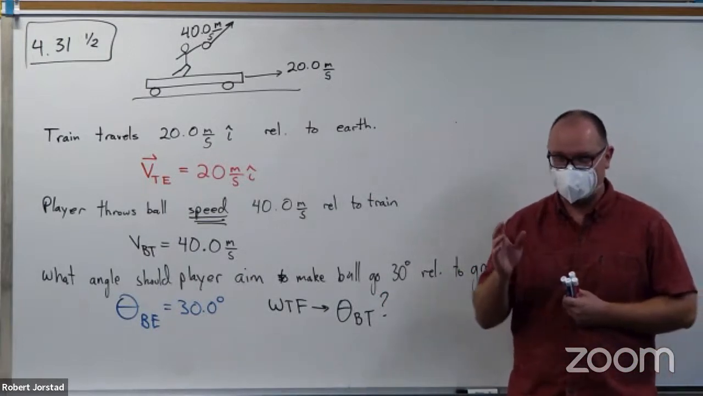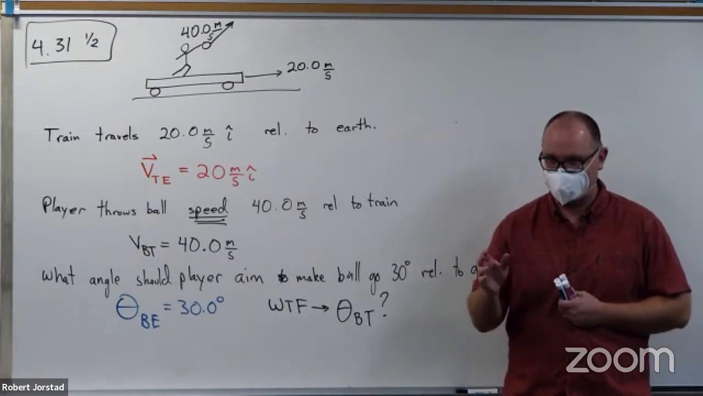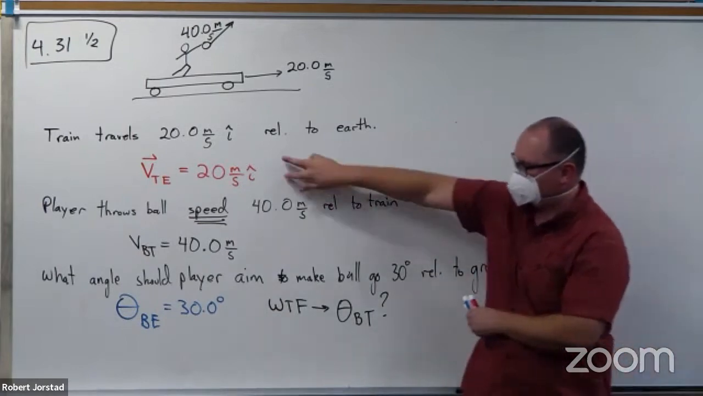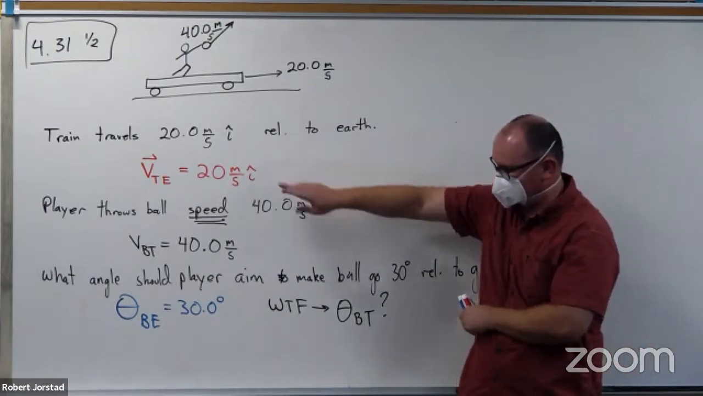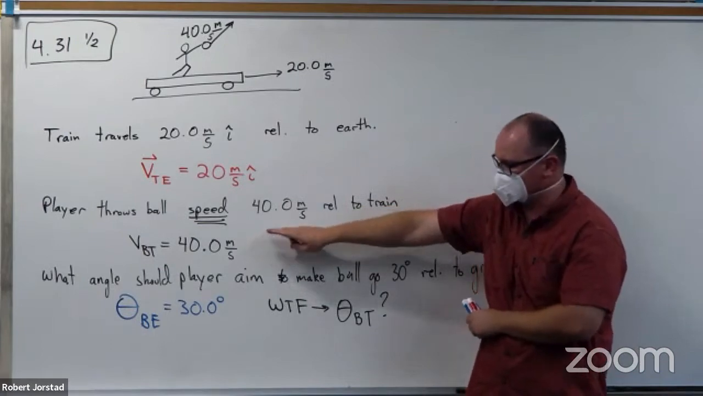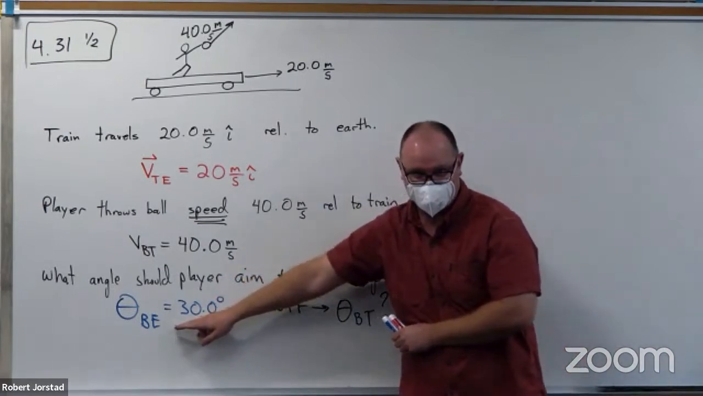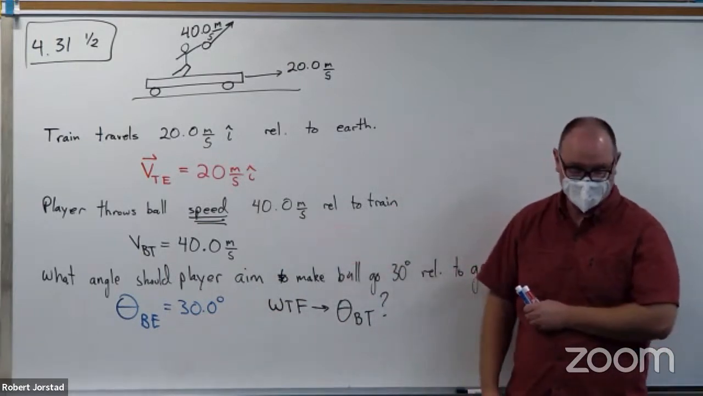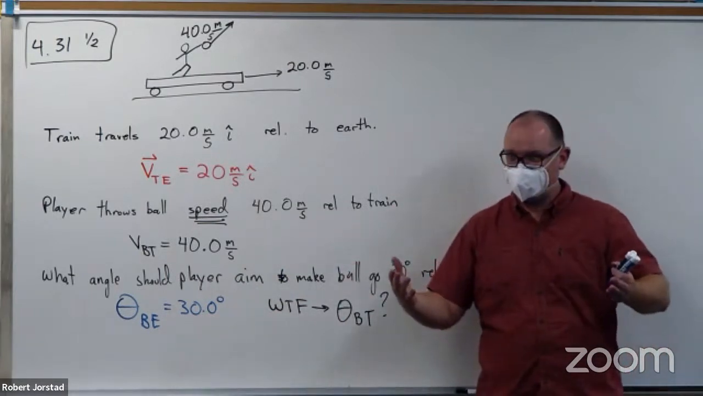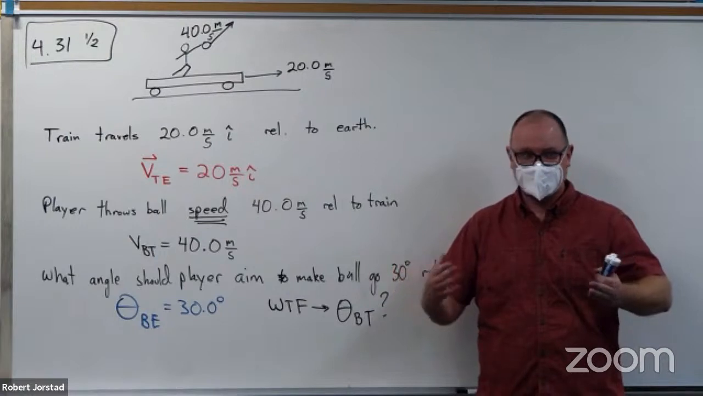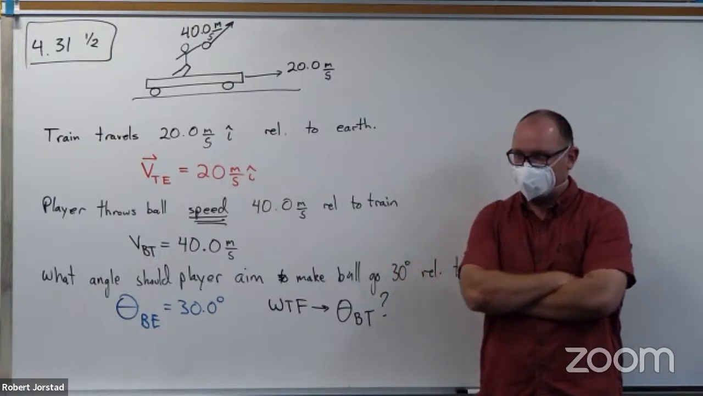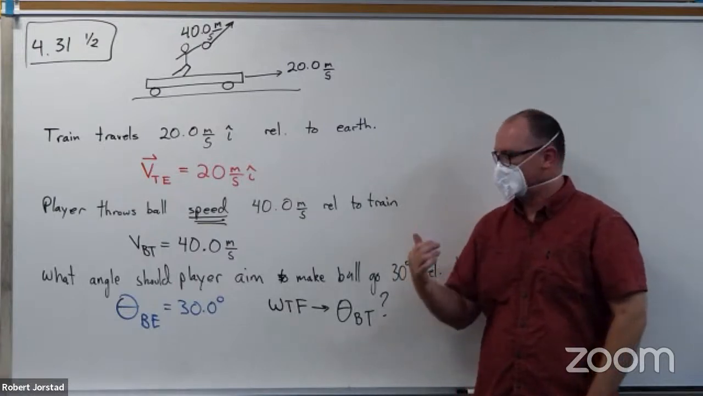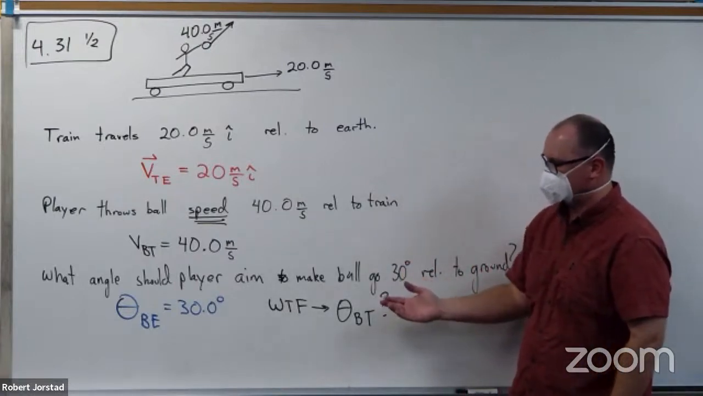Do you see how these problems can get tricky? We know one of the vectors in its entirety. We know the magnitude of another vector. We know the angle of the third vector. We're looking for the angle of the second vector. Got it? So what is your procedure? Get this in Cartesian form. There's going to be some stuff you know, some stuff you don't know.